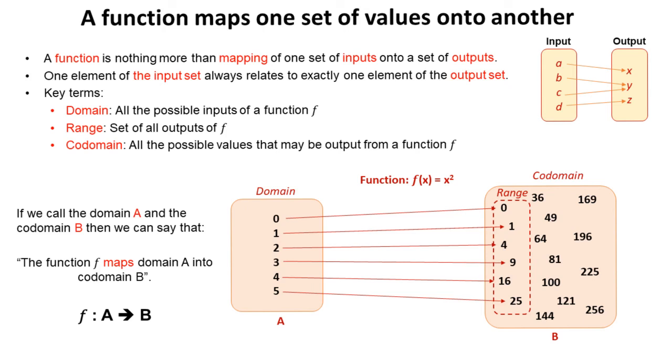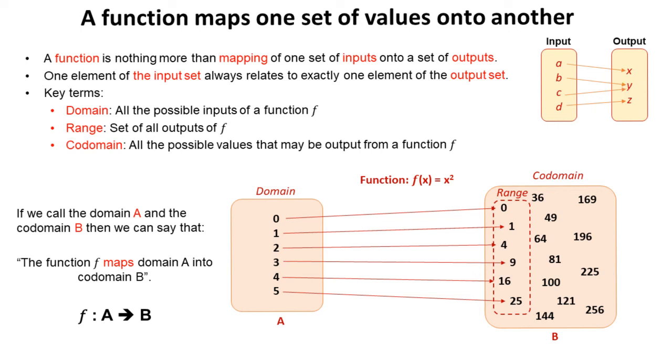The final area for us to cover before we move into some of the more complex videos is that a function maps one set of values onto another. You're aware what a function is, and it's nothing more than the mapping of one set of inputs onto a set of outputs. One element of the input set always relates to exactly one element of the output set.